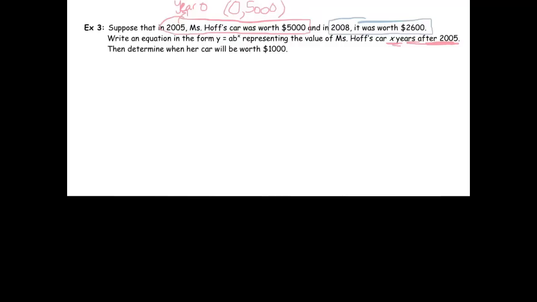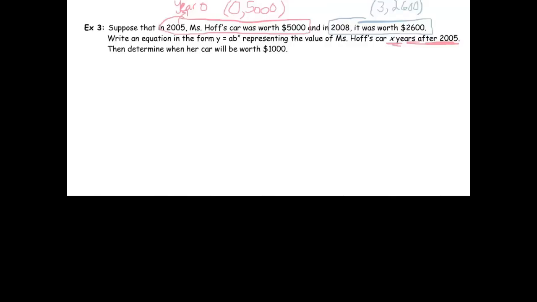Starting value. It gives us another value of the car in 2008. So instead of thinking of it as the year 2008, think of it as how long is that from the starting point? Well, the starting point, 2005, 2008 is 3 years later. So we're going to call this point 3, standing for 3 years since 2005, comma 2,600, the value of the car at that time. So there are 2 points.